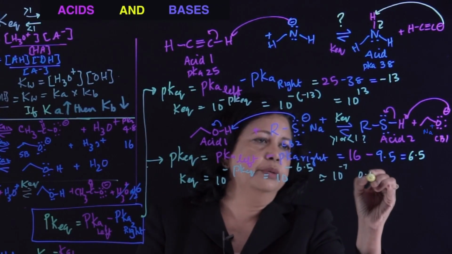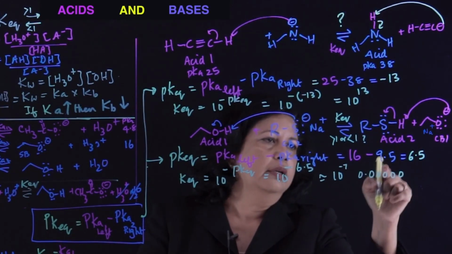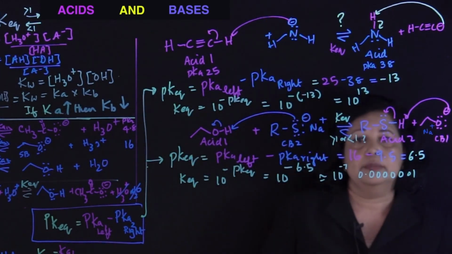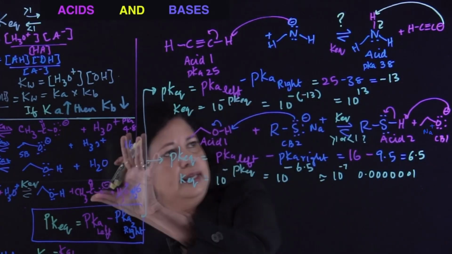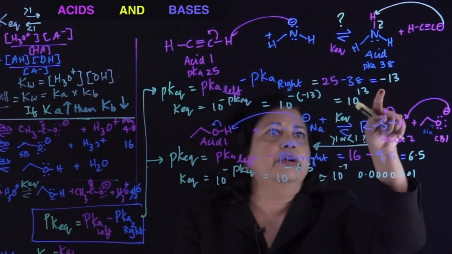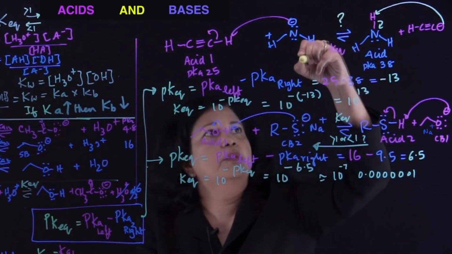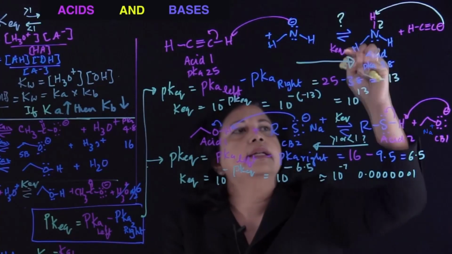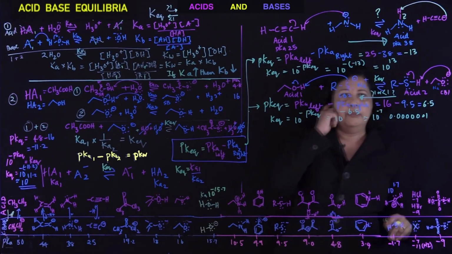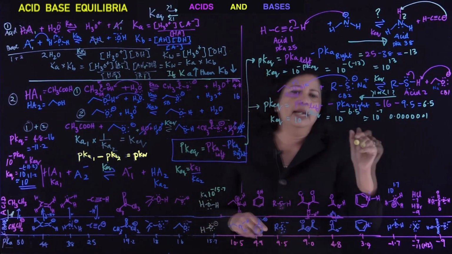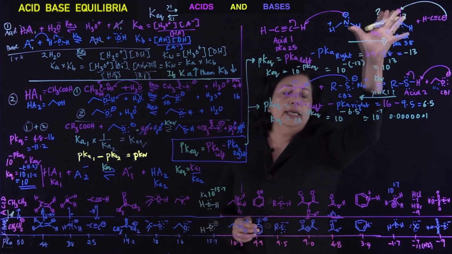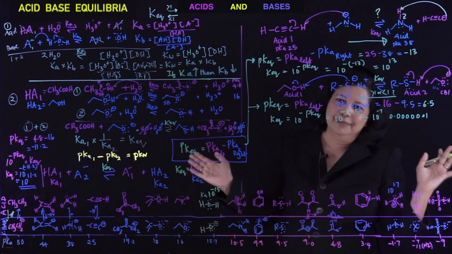It's almost like 0.0000. That small. The reaction is going to be almost entirely on this side. Whereas here, 10 to the 13, this is going to be almost entirely on this side. So you can predict the direction of the equilibrium based on the K equilibrium value, and that's based on the pKa values of the protonated acids in the system.